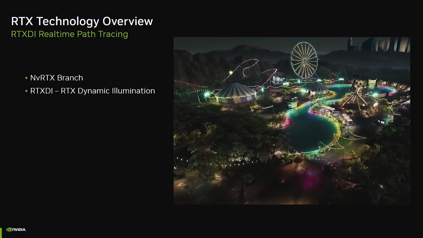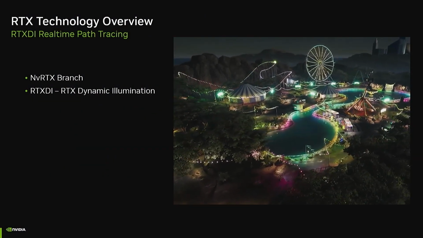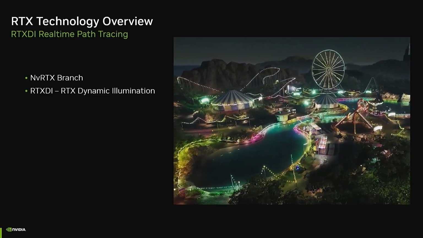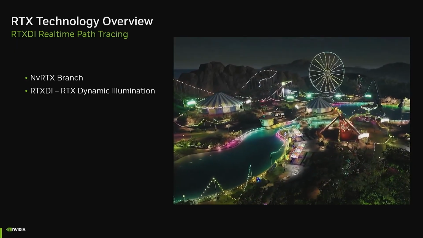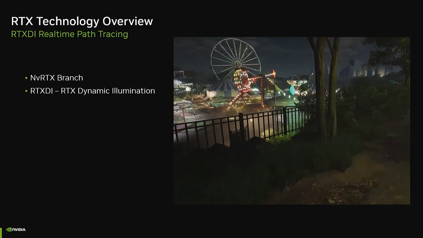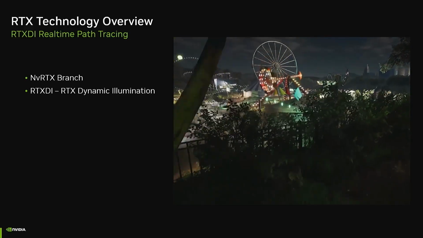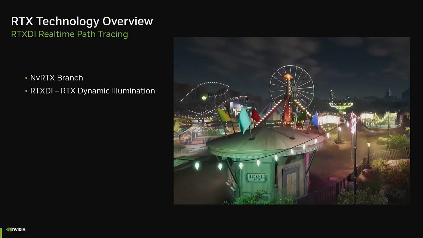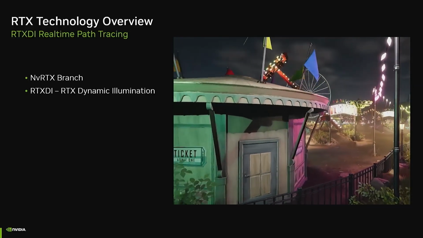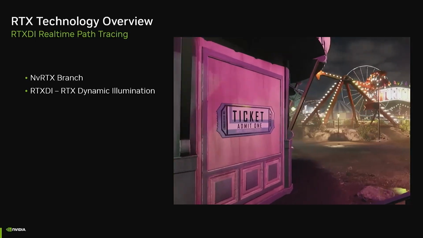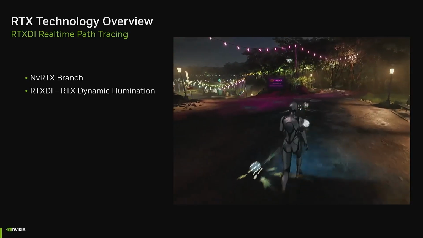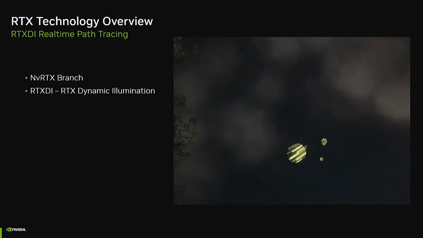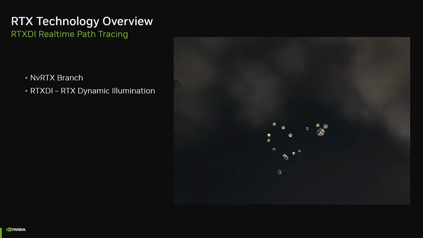Okay, so all of these technologies, we work on them in what we call the NvRTX branch. It's just NVIDIA optimized ray tracing and path tracing branch. The key feature, or at least one of the key features of the NvRTX branch, is RTXDI, and it's short for RTX Dynamic Illumination, and this is really just our acronym for real-time path tracing. So you can call it real-time path tracing, RTXDI. It's the same thing. There's other names it goes by. We're going to get into that.